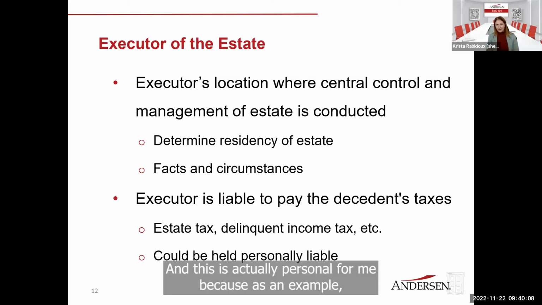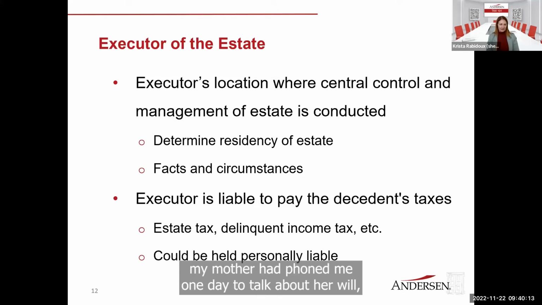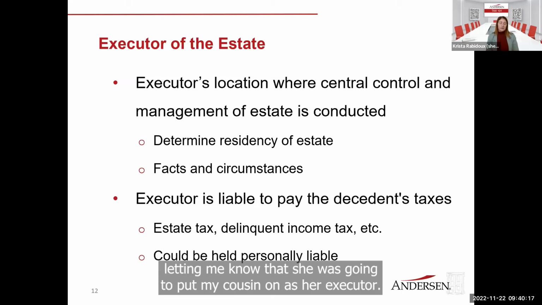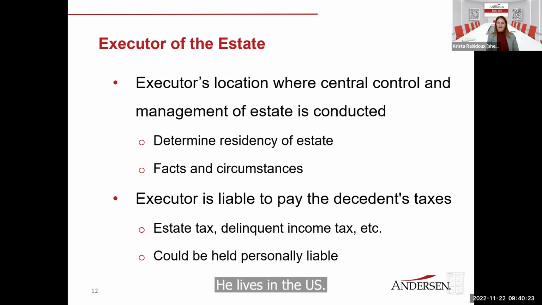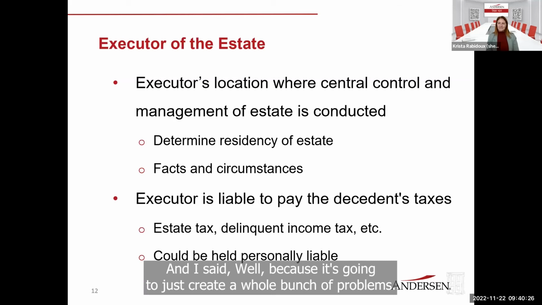And this is actually personal for me because, as an example, my mother had phoned me one day to talk about her will, letting me know that she was going to put my cousin on as her executor. And I said to her, well, Ma, you can't do that. He lives in the US. And she said, well, why not? And I said, well, because it's going to just create a whole bunch of problems.